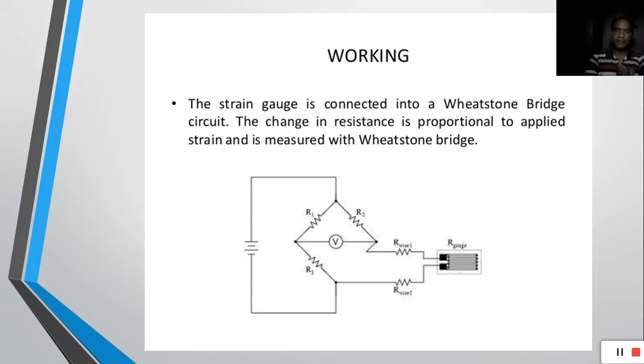Now we discuss its working. The strain gauge is connected into a Wheatstone bridge circuit. The change in resistance is proportional to the applied strain and is measured with the Wheatstone bridge. A Wheatstone bridge is connected to the resistance and the strain.